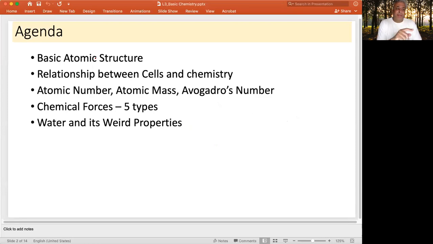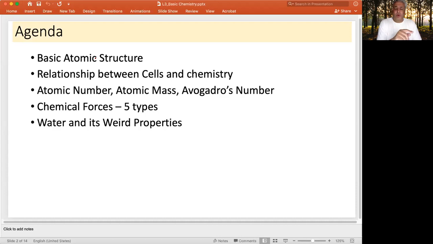So we're going to look at basic atomic structure first. Then we'll look at the relationship between cells and chemistry. Very, very important. That sets the foundation for the entire semester. Atomic number versus atomic mass versus Avogadro's number. Important concepts that we all need to know. And then the most important thing today is chemical forces. And we'll learn the 5 types of chemical forces which are responsible for life itself.